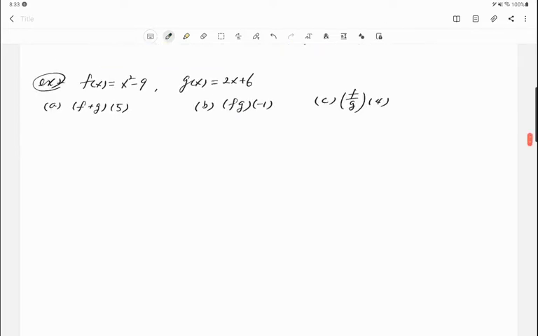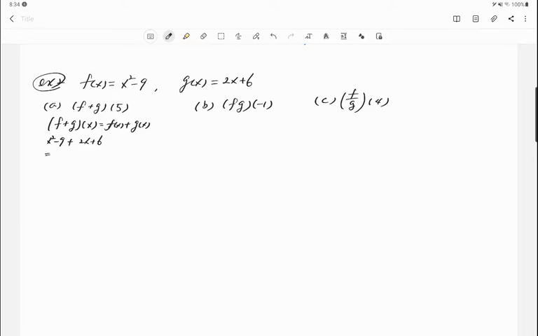All right, then next example. Okay, there are two functions, f of x and g of x. We want to find f plus g of 5. This means we're going to add two functions, right? And then we're going to replace x with the input value 5. So f of x plus g of x, and then replace x with 5. All right, then x squared minus 9 plus 2x plus 6.